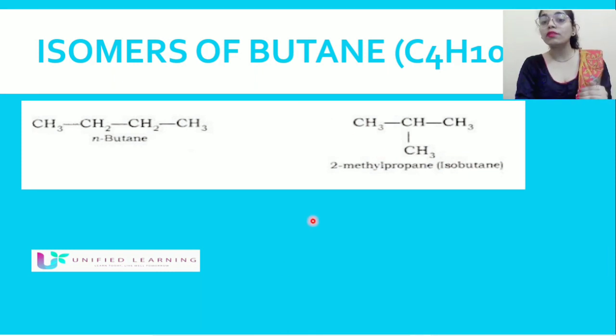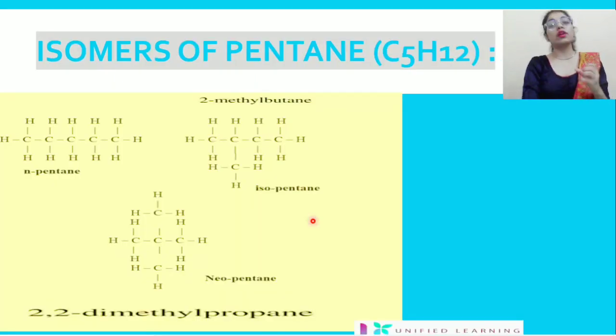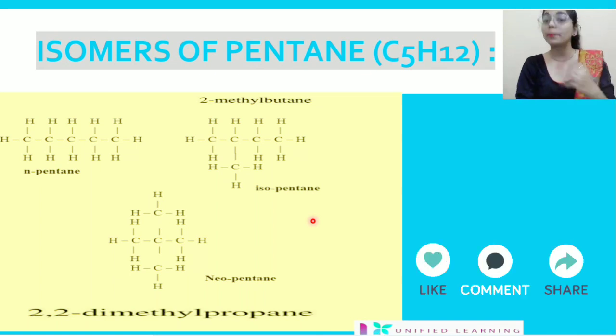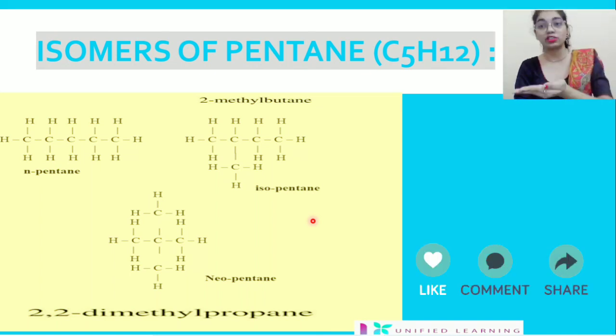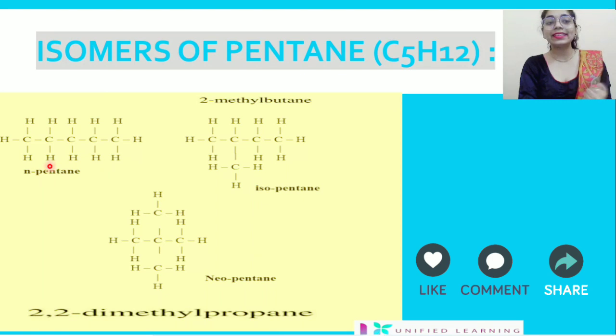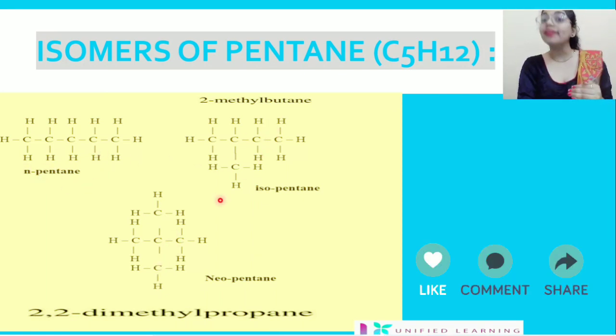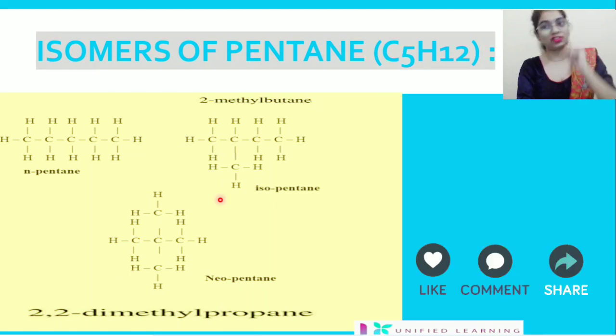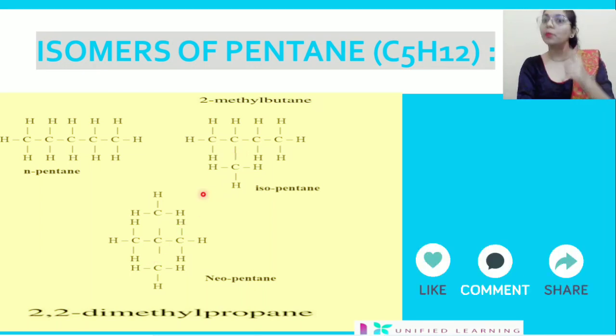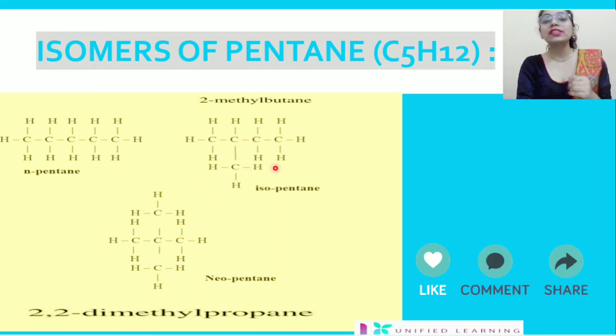Moving further with the isomers of pentane. The basic formula is C5H12. Here we can see that n-pentane is a straight chain, but these both are branch chains. That's very right, these both are the branch chain. This is isopentane and this is neopentane.